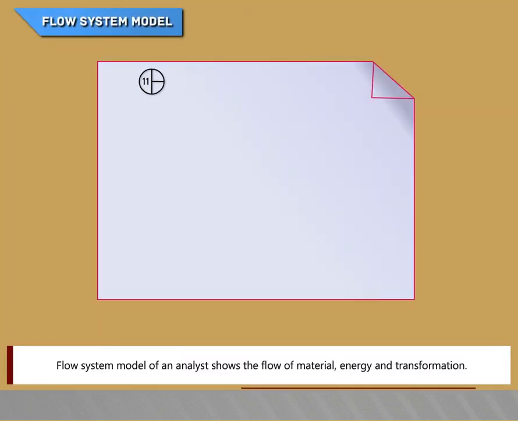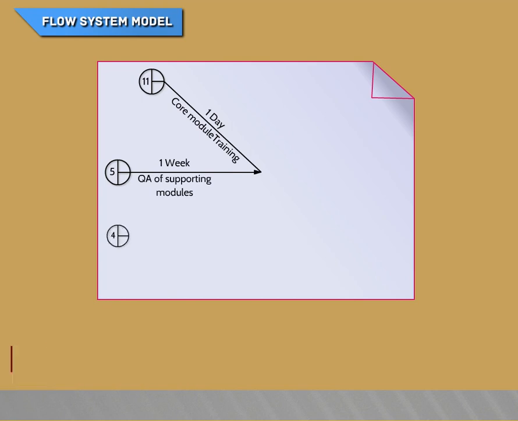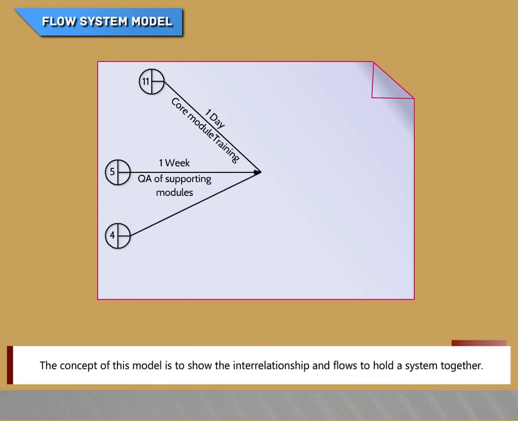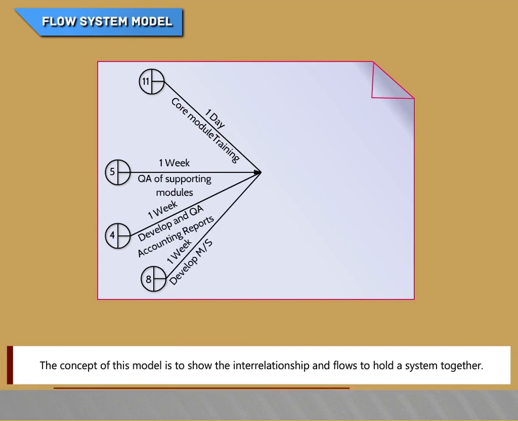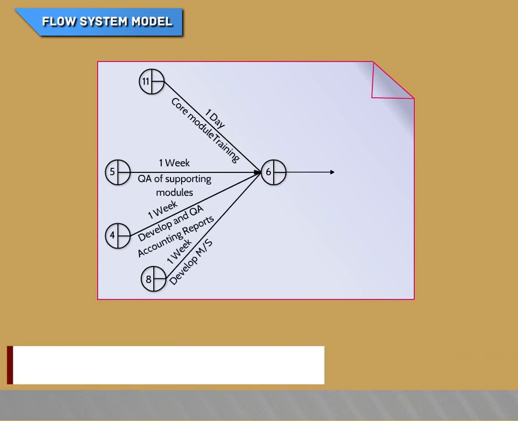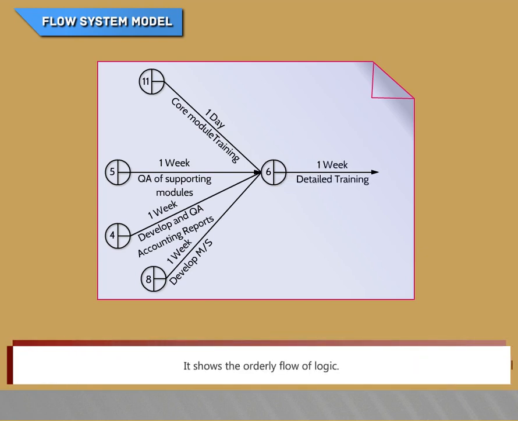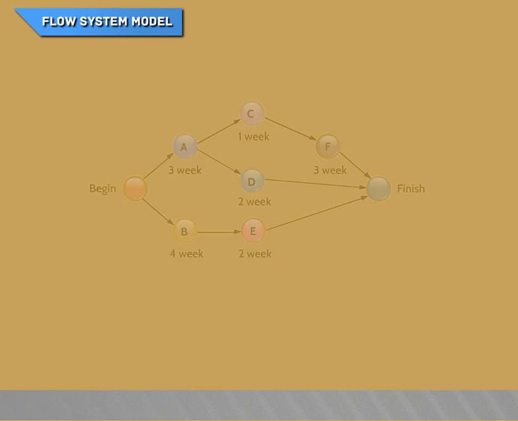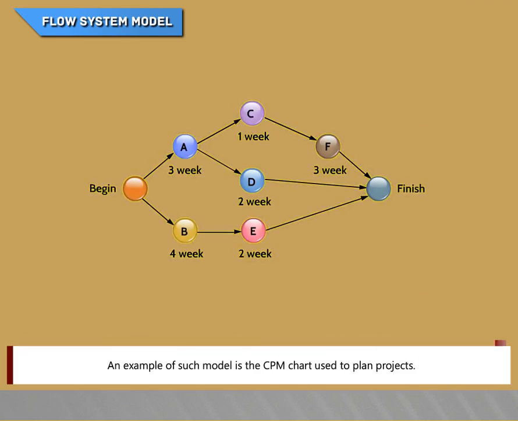Flow system model. The flow system model of an analyst shows the flow of material, energy, and transformation. The concept of this model is to show the interrelationship and flows that hold a system together. It shows the orderly flow of logic. An example of such a model is the CPM chart used to plan projects.